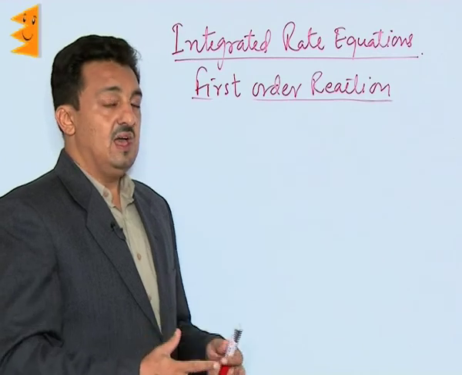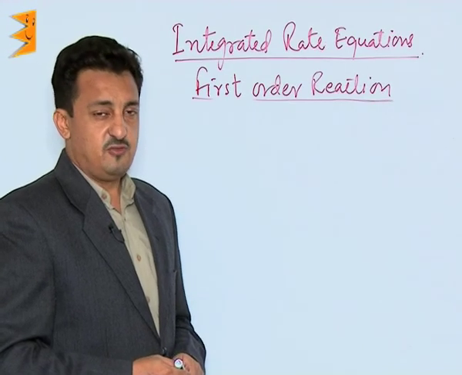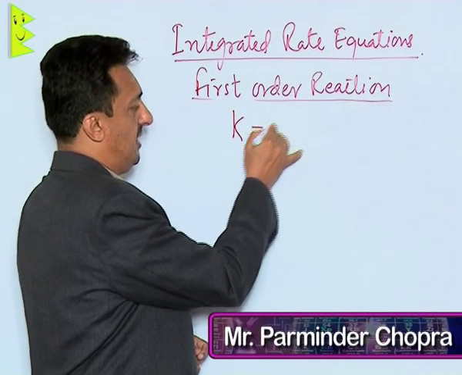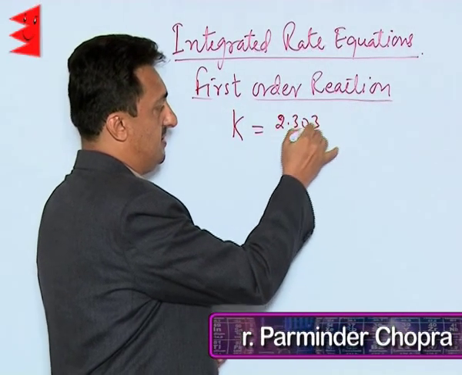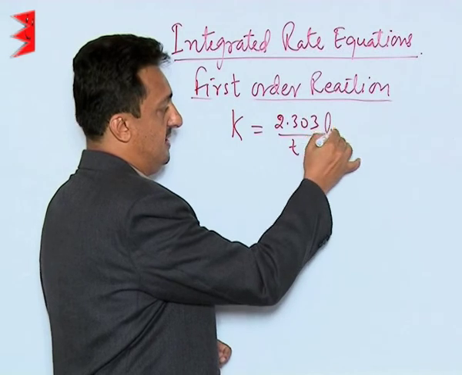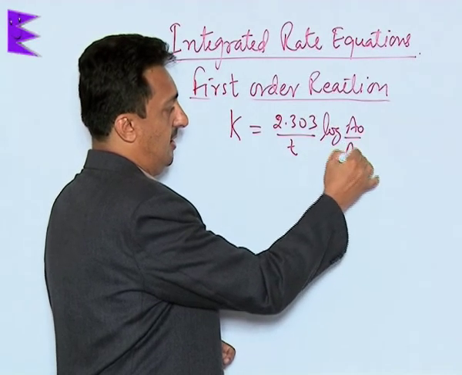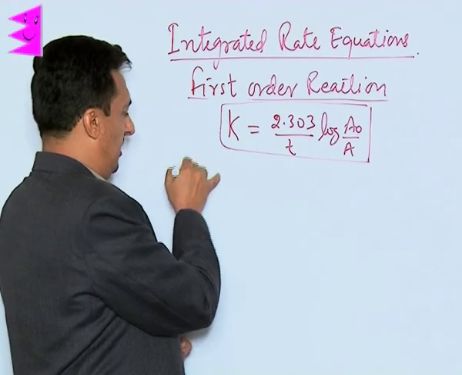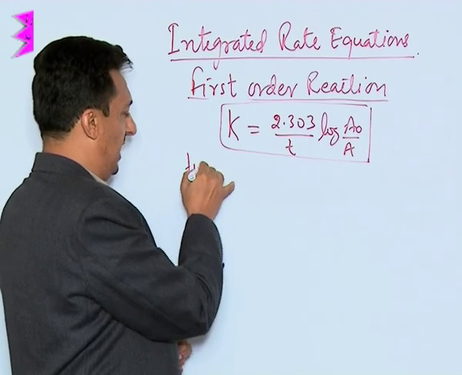Let us see the half-life equation for the first order reactions. We know the rate equation: k is equal to 2.303 upon t log a naught upon a. This is the equation for the first order. Now, let us find out its half-life.